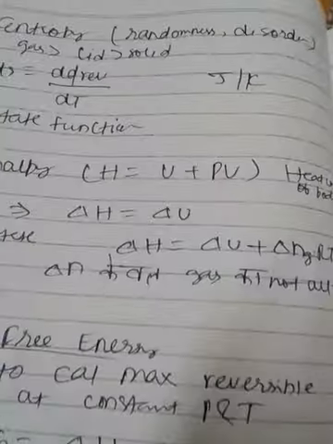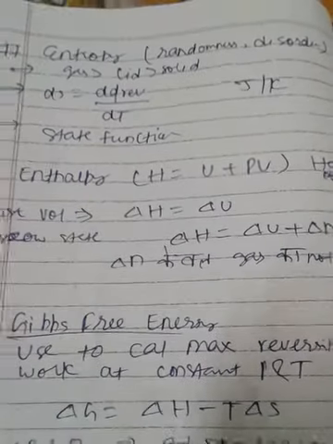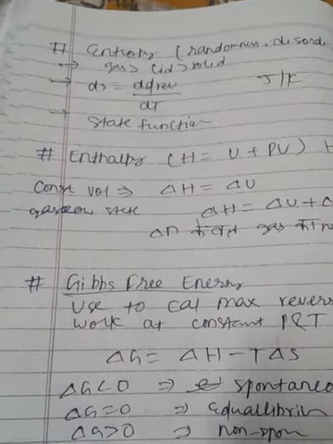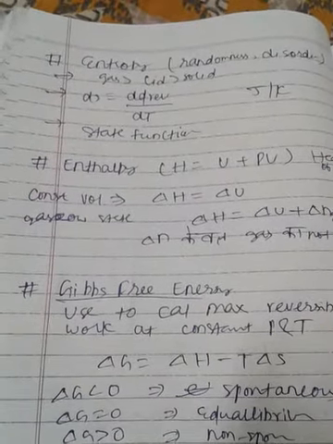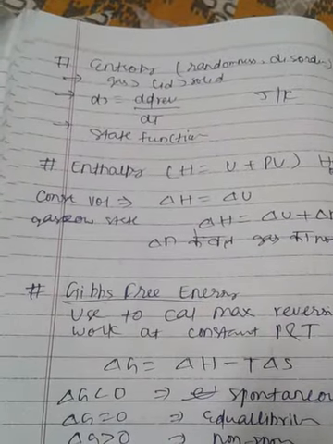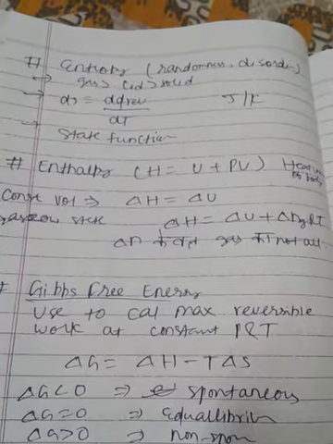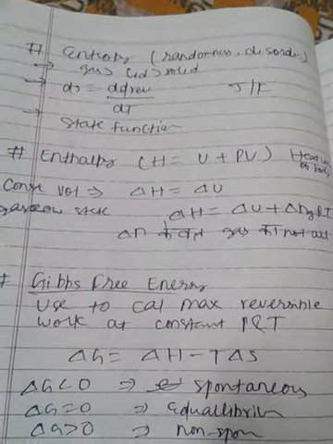Enthalpy. Enthalpy means what? Heat content of a body is called enthalpy. H is equal to U plus PV. At constant volume, delta H is equal to delta U because delta PV is equal to 0. For gaseous state, delta H is equal to delta U plus delta Ng RT, where Ng represents only gas moles, not total moles.